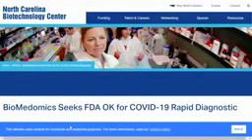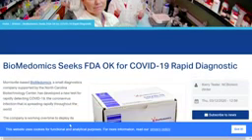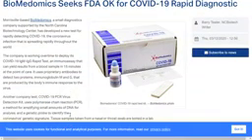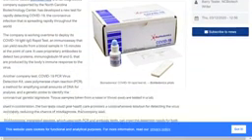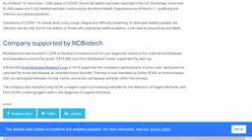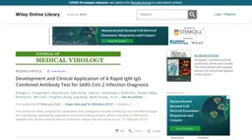Here's another antibody test, Biomedomics, who's still seeking FDA approval on this COVID-19 rapid diagnostic test. And you can see here that it's fairly simple. We'll put a link into the description below regarding this. But in terms of the sensitivity and specificity, let's take a look at that. This was published in the Journal of Medical Virology, the development and clinical application of a rapid IgM. Remember, we talked about IgM being in the acute phase and IgG being in the more chronic phase, combined antibody test for SARS-CoV-2 infection diagnosis.